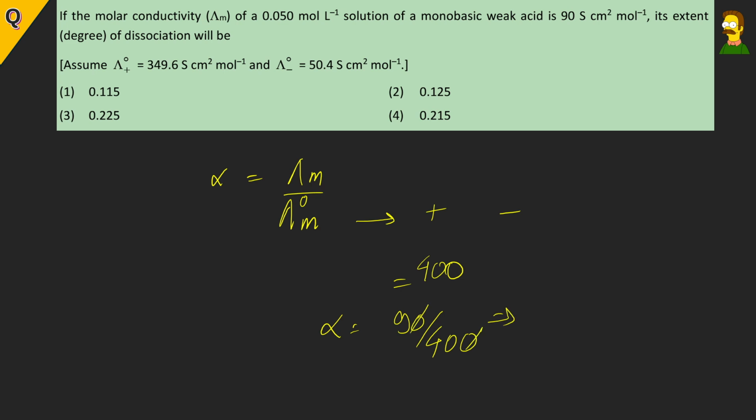Okay. What is 9 by 40? I can't believe I'm stuck on 9 by 40, but it happens to the best of us. What do we do for 9 by 40? I don't want to solve this. It's 2.25. Never mind. 0.225. There you go. So the answer should be option 3. Let's move on.